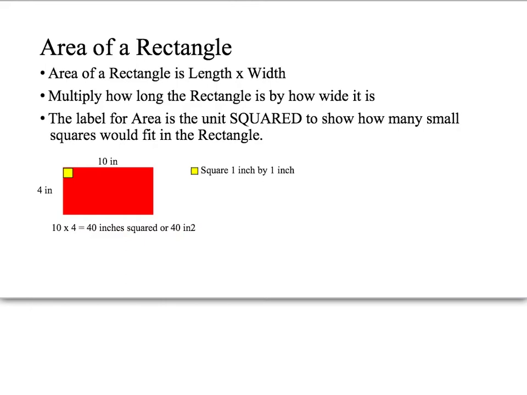When you multiply the length times the width, in our example of the rectangle 10 inches by 4 inches, you need to imagine or see how many 1 inch by 1 inch squares would go across and how many would go down. We would have 10 going across and then 4 down. In other words, you would have 10 by 4, which would give you 40 inches squared.